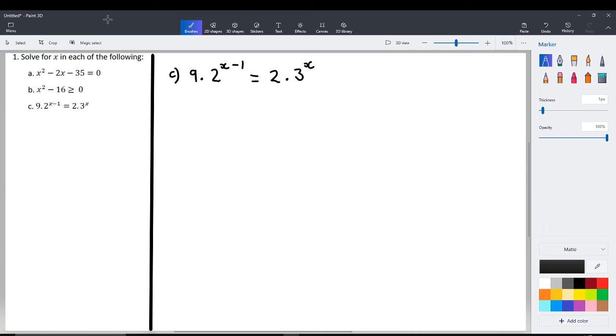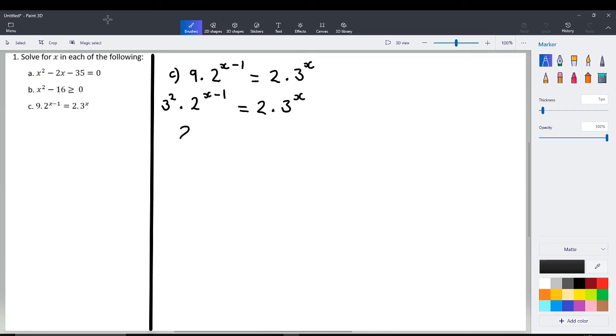The first approach would be to change the 9 into a base of 3. So this is the same as 3 squared multiplying 2 to the power of x minus 1, and this is equal to 2 times 3 to the power of x. Then I'm going to group the like terms. I'm going to divide both sides by 2 and divide both sides by 3 squared.